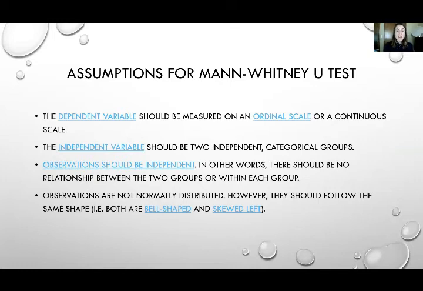And the independent variable should be 2 independent categorical groups. And so we have 2 categorical groups, contaminated or not contaminated. Observations should be independent, meaning that there should be no relationship between the 2 groups or within each group, so there's no ties. And observations are not normally distributed. However, they should follow the same shape, so they should both either be bell-shaped or they're both skewed to the left or skewed to the right. And in our circumstance, it's skewed to the right.